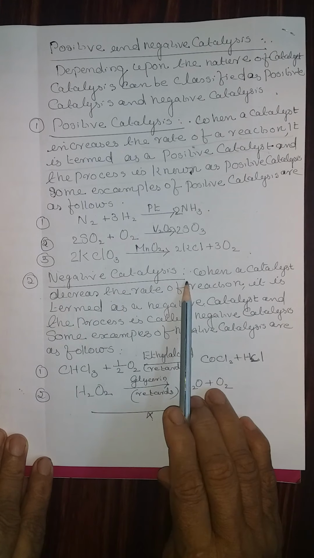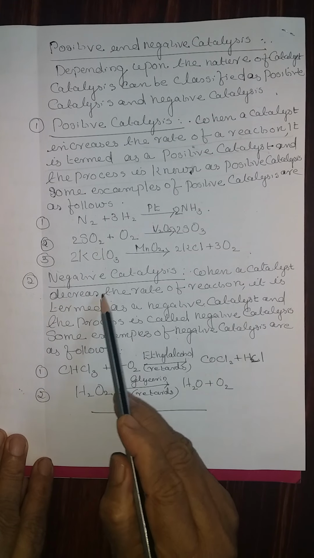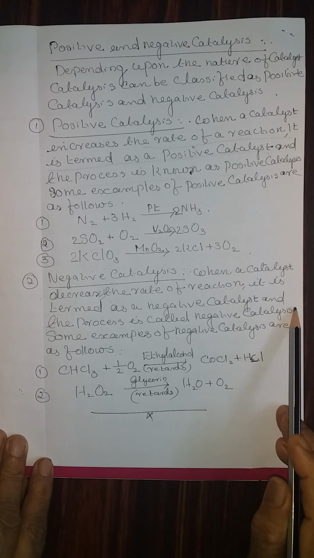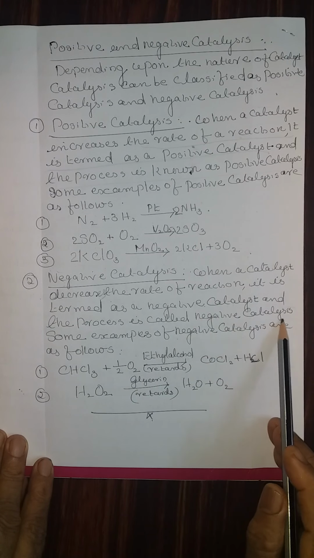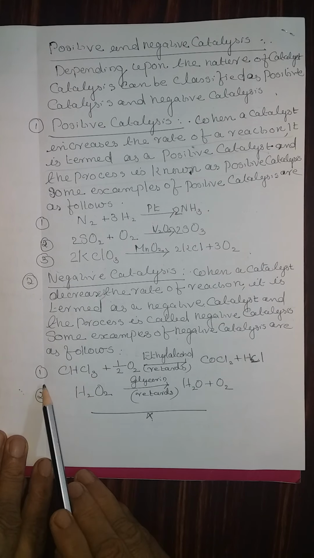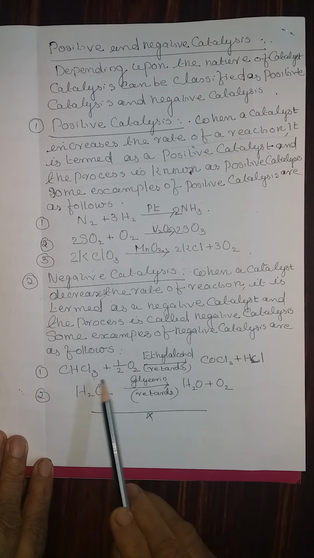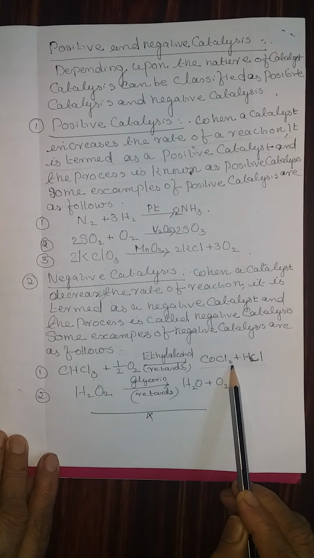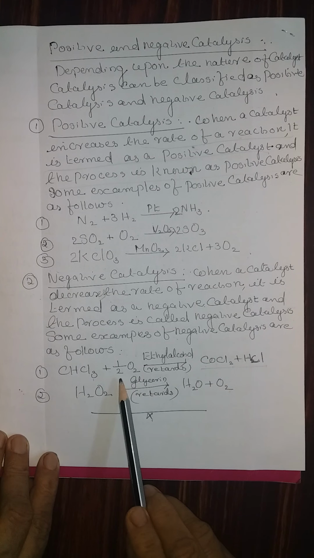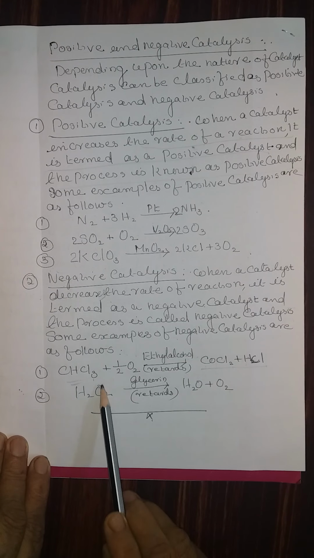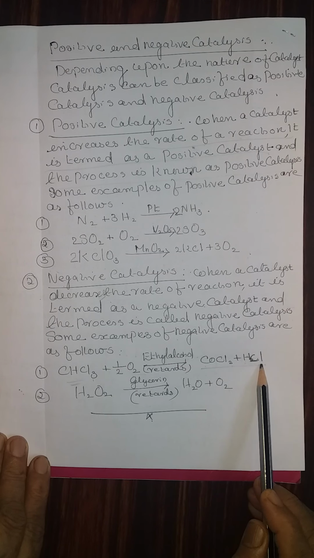Next, negative catalysis. When a catalyst decreases the rate of reaction, it is termed a negative catalyst, and the process is called negative catalysis. Some examples of negative catalysis are as follows. Chloroform gets decomposed in the presence of oxygen to carbonyl chloride and hydrogen chloride, and carbonyl chloride is a highly poisonous substance. In order to retard that decomposition, a little bit of ethyl alcohol should be added to the chloroform bottle so that this decomposition will not take place.